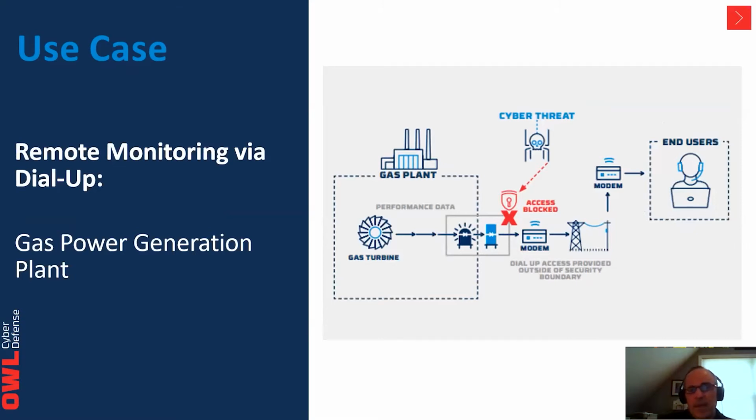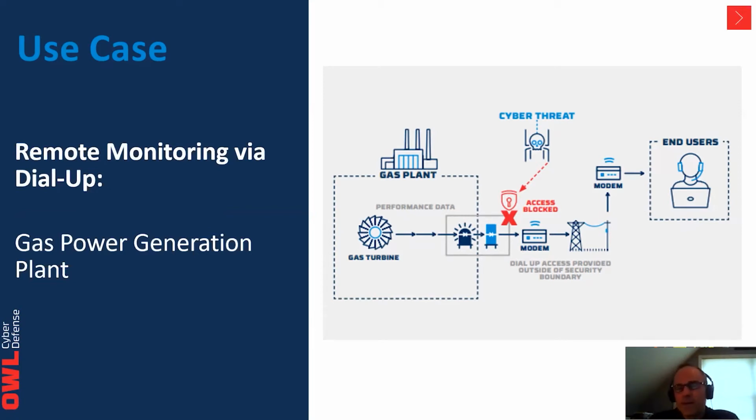This is a gas-powered generation plant where you've got a gas turbine, and it's generating, again, similar to the other use case we saw here. The difference here is they've actually got it connected to a modem. There are occasions where we've got some very old equipment in the field that folks need to connect to, like a modem. This could be a cellular modem. This could be dial-up modems. We actually support both. It doesn't really matter to us.